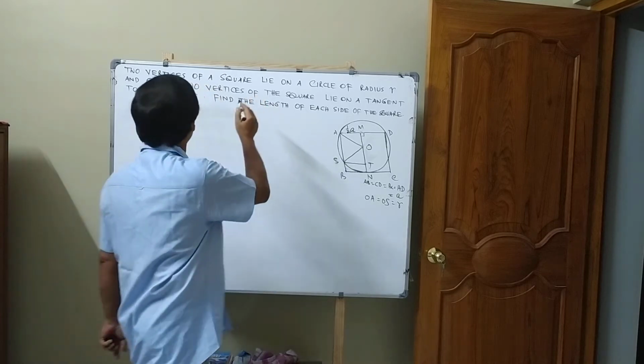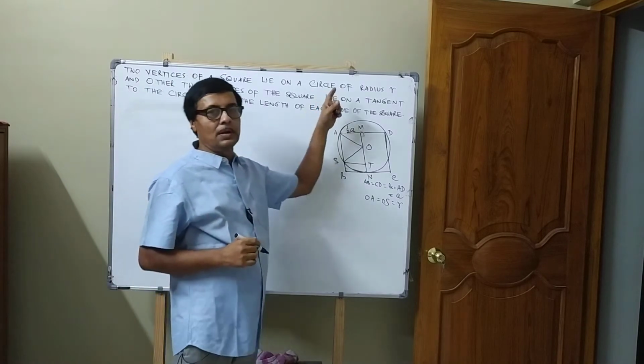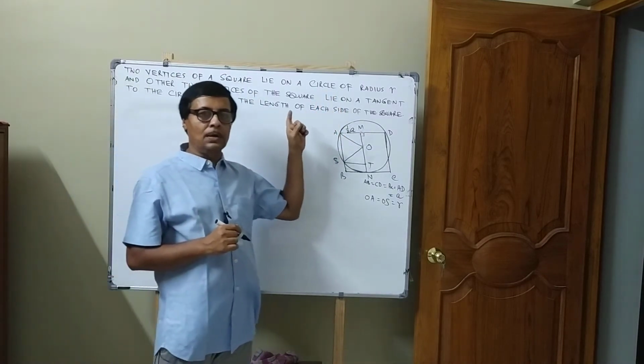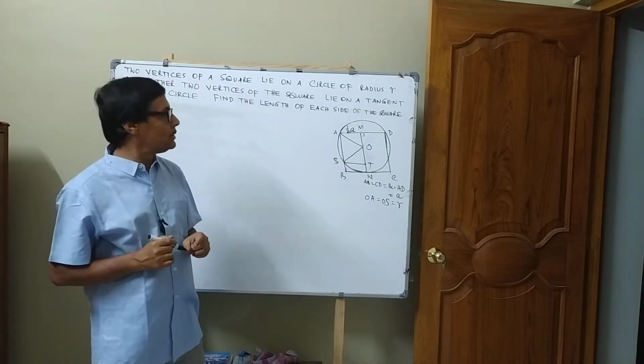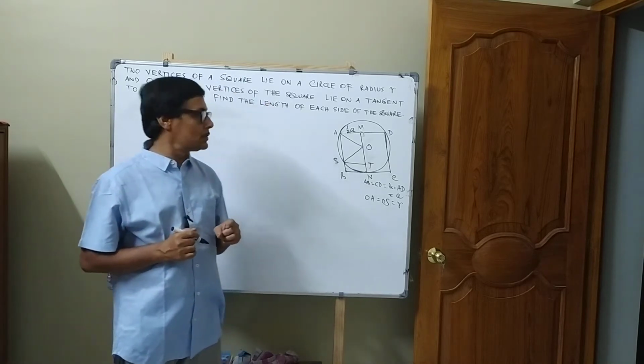Look at this geometric problem. Two vertices of a square lie on a circle of radius r, and the other two vertices of the square lie on a tangent to the same circle. What's the length of each side of the square? We have to find out the length of each side of the square.